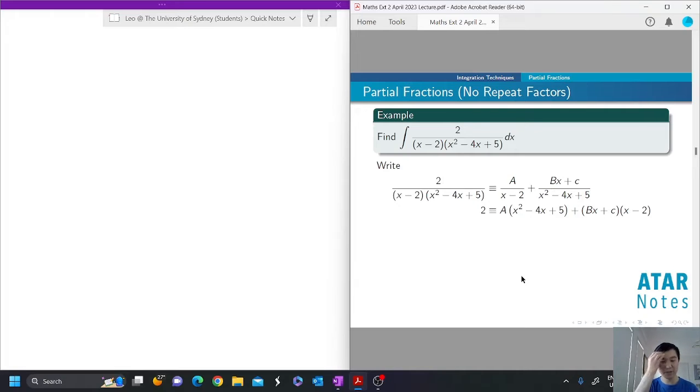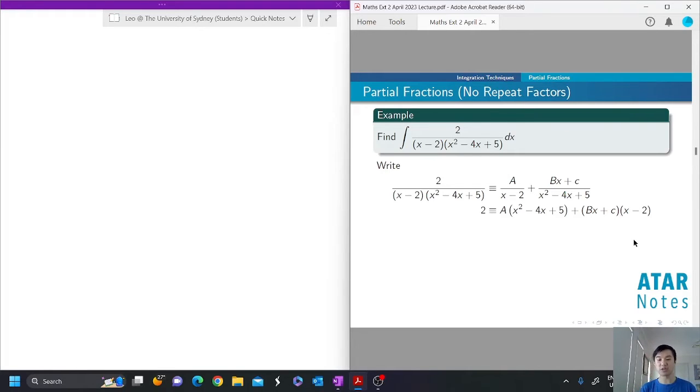Notice how this time, because this is a linear factor, the numerator for this fraction is a constant, but for this one, because it's a quadratic, we want to put a linear numerator instead. Remember that the degree is 1 less than what it is. Then when you combine it into one fraction and compare the numerators, you see that 2 is identically equal to a times (x squared minus 4x plus 5) plus (bx plus c) times (x minus 2).